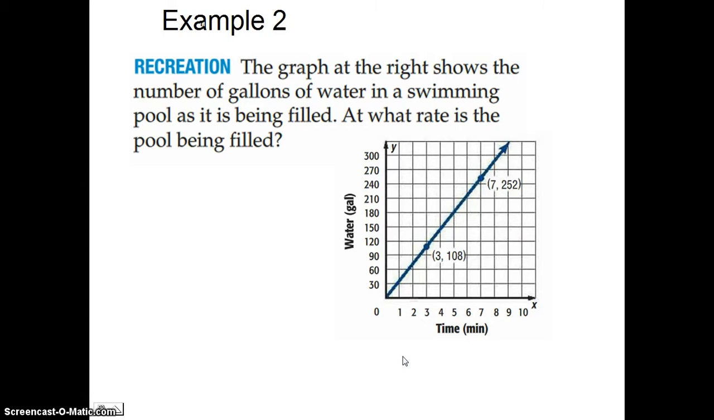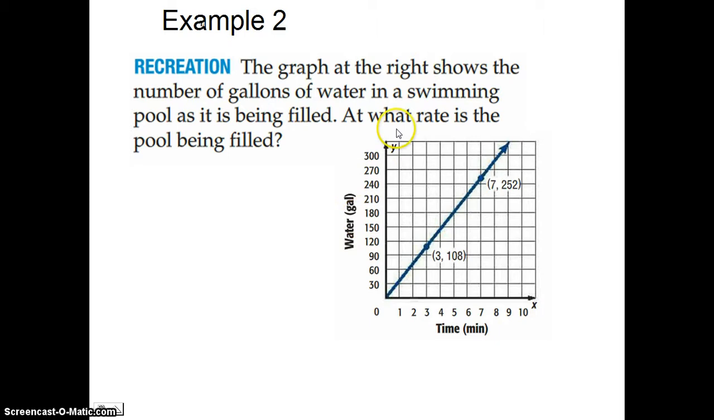So here's our first example. You have this recreation. The graph to the right shows the number of gallons of water in a swimming pool as it is being filled. At what rate is the pool being filled? First, let's look at something. You're given this graph that you should be able to pull points out of.